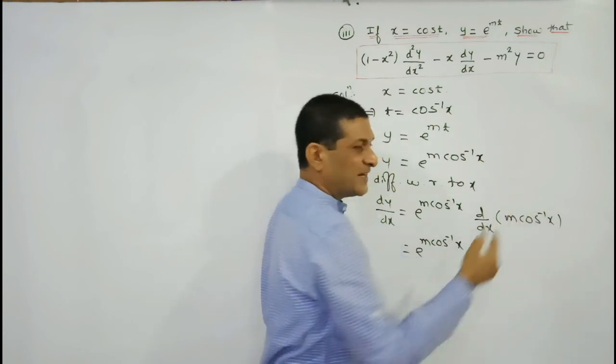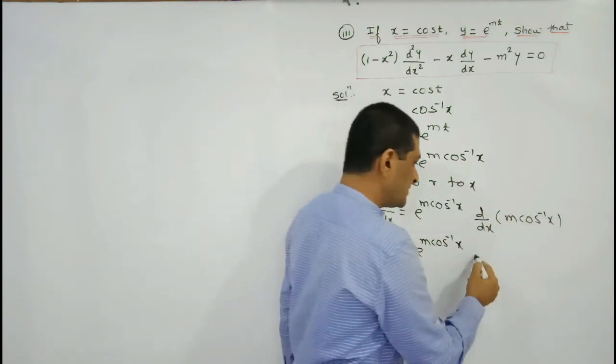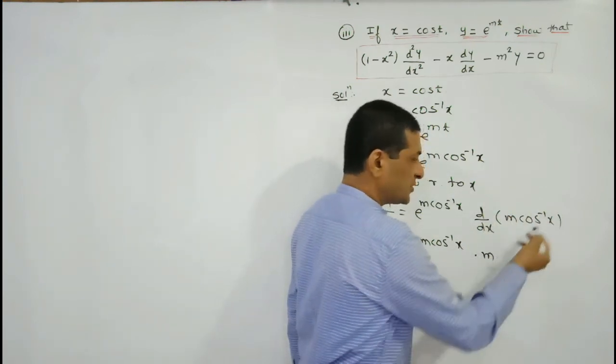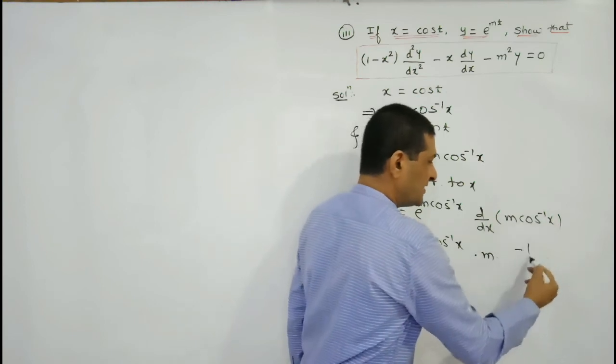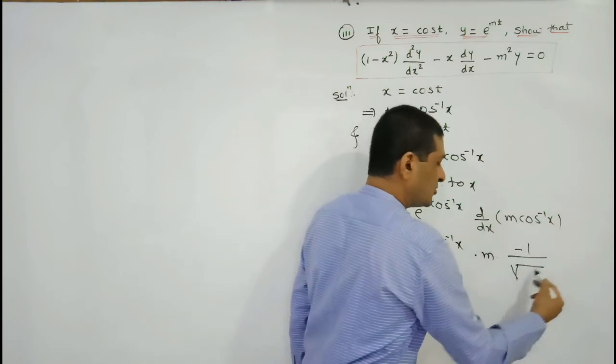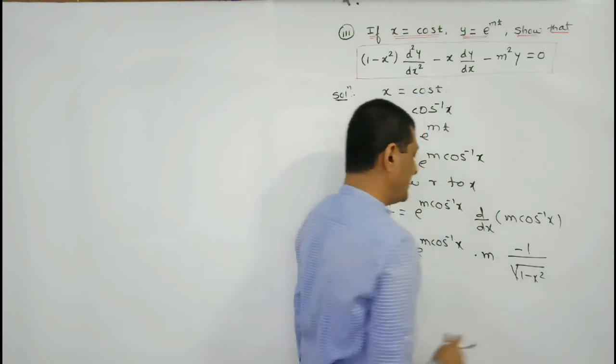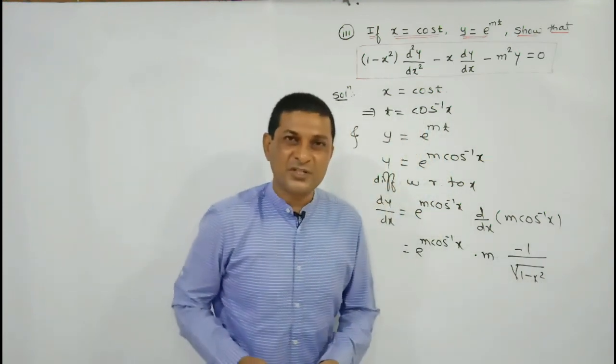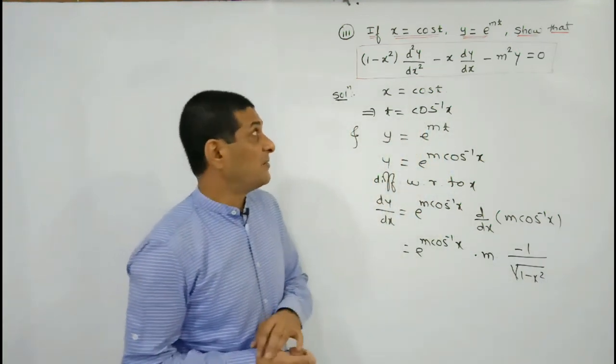Now we are finding this differentiation. m is a constant term, keep it as it is. The derivative of cos inverse of x is minus 1 upon under root 1 minus x square. Once the first order differentiation is known to us, now observe our required result.